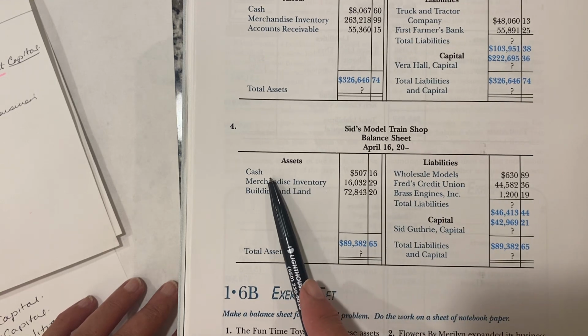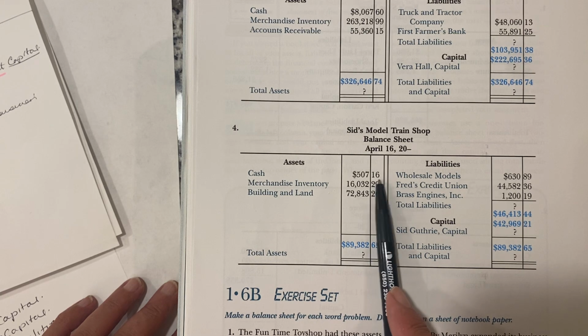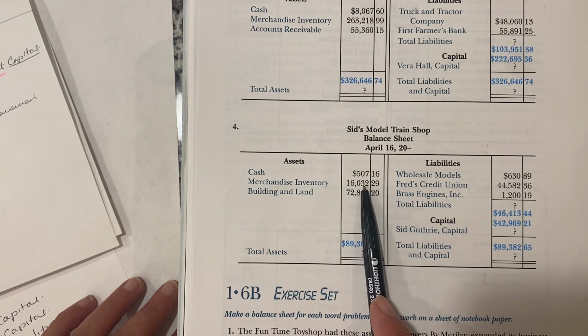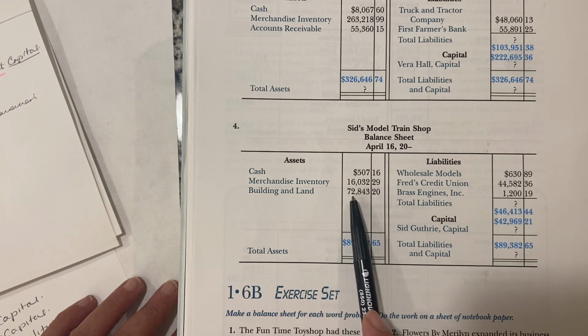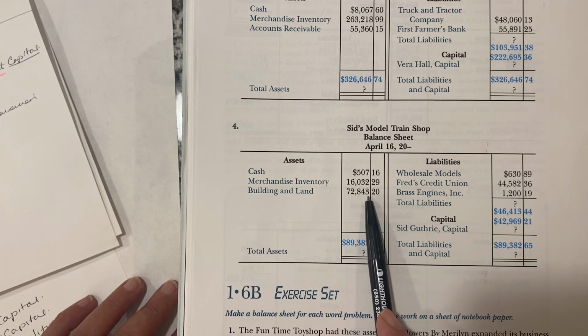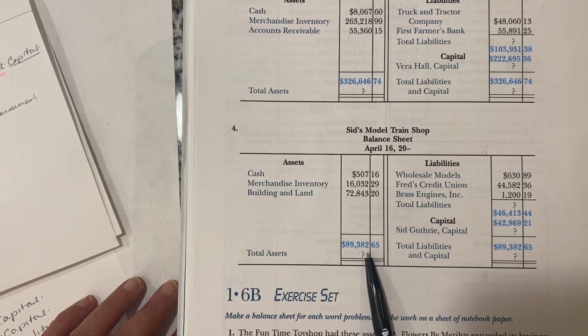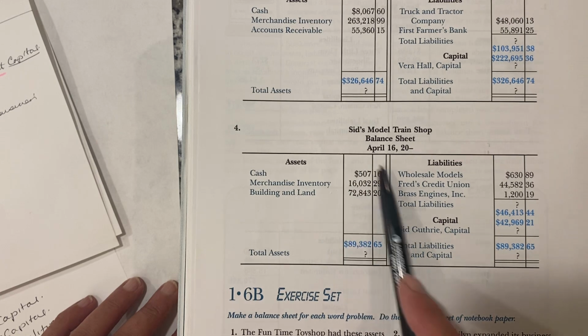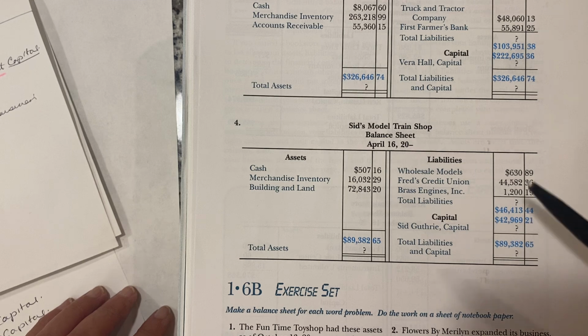So this asset, they had 507.16 in cash, merchandise 16,032.29, building and land 72,843.20, and so the assets we added and we got 89,382.65. So you're going to be doing this adding when you're taking your test, and when you don't have a calculator.